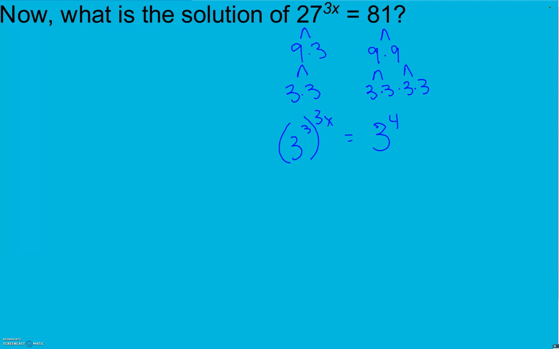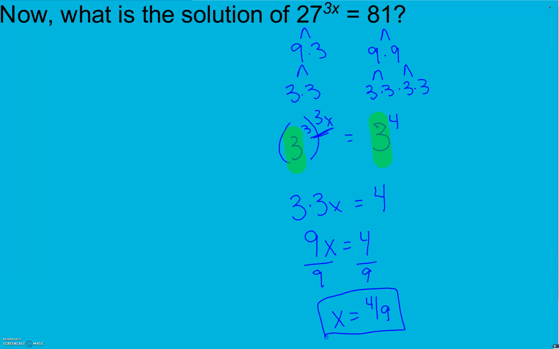And again, because my bases are the same here, I can set my exponents equal to each other because that's the only possible way we can get these two sides to be equal. 3 times 3x, with that power to a power meaning we multiply our exponents, equals 4. 9x equals 4. In order to solve for x, I divide by 9, and I get x equals 4/9. Again, we could plug that back in to double check and it'll work.